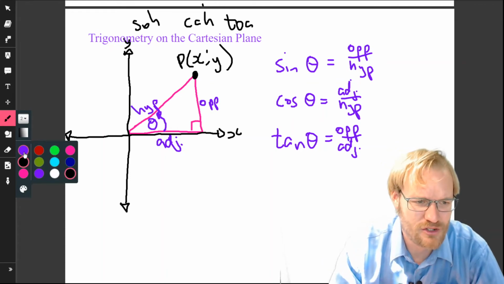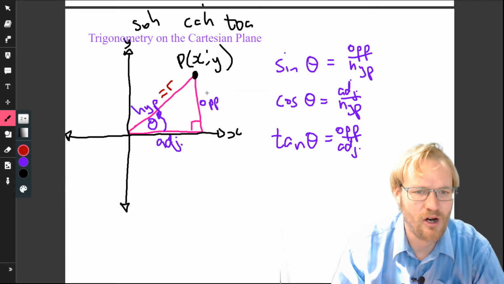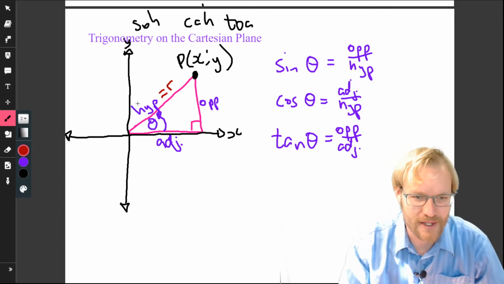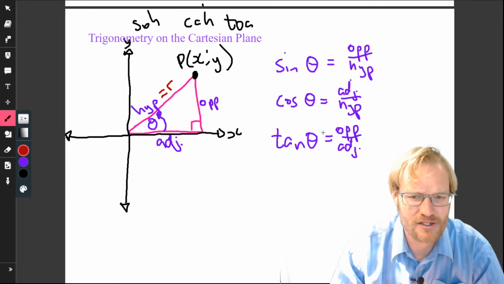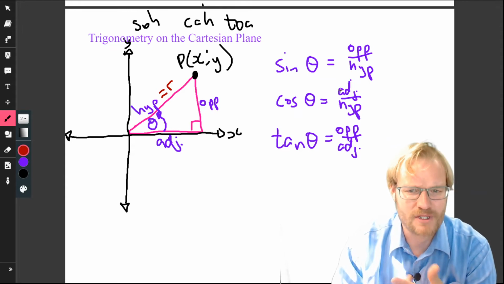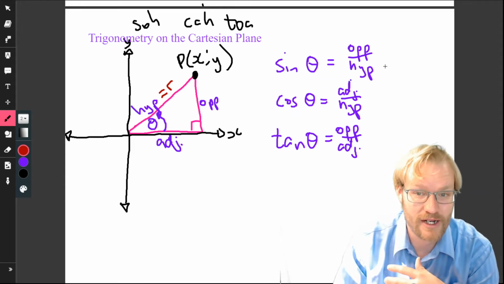And the only additional thing that I'm going to add is to say, well, the hypotenuse we're going to call r. And the reason for that is it's a radius. We could move this thing around and make a circle, but we're going to call that r. Okay, now let's look at these three trig ratios in terms of x, y, and r. So I'll ask you at times, what's sine theta in terms of opposite adjacent hypotenuse? It's opposite over hypotenuse. What's it in terms of x, y, and r?